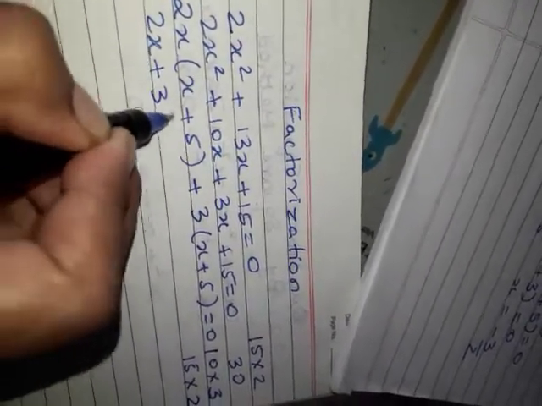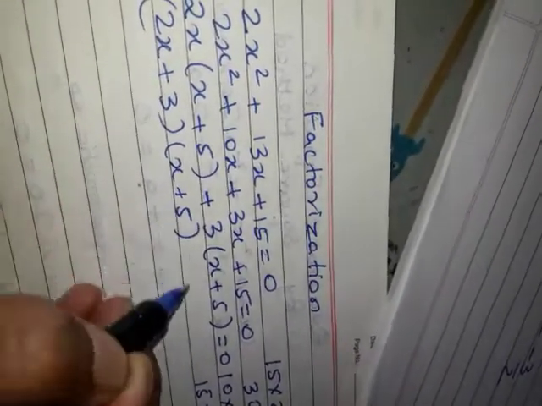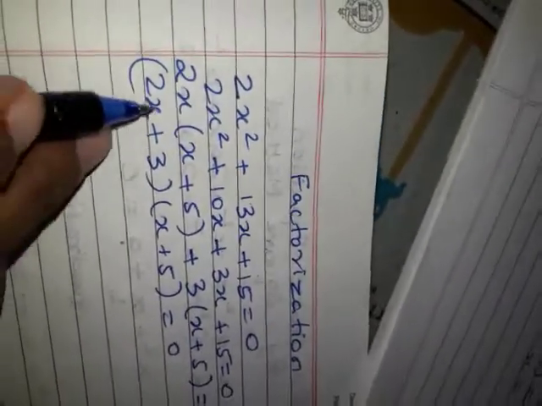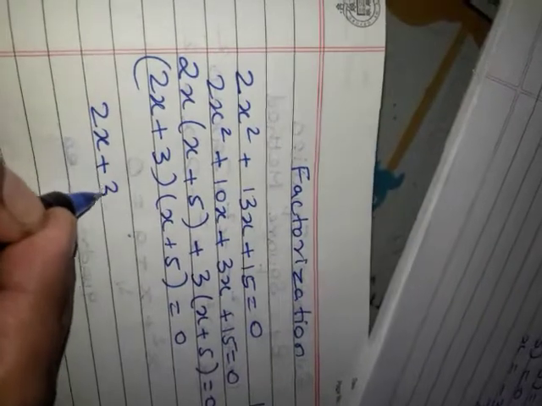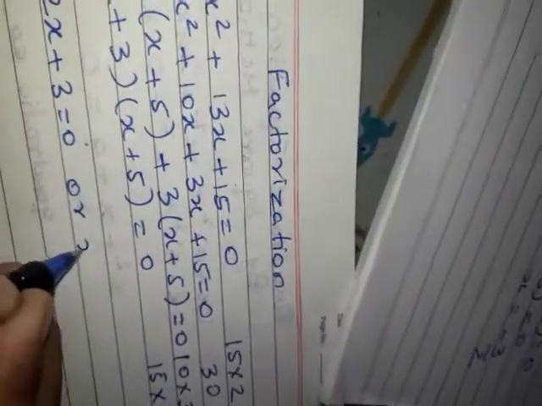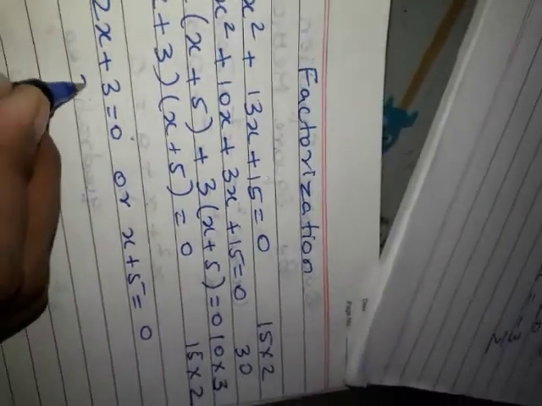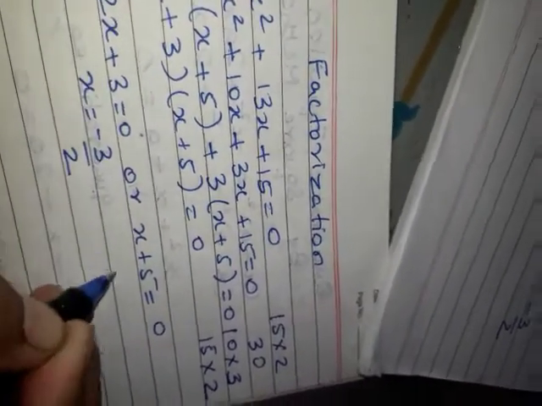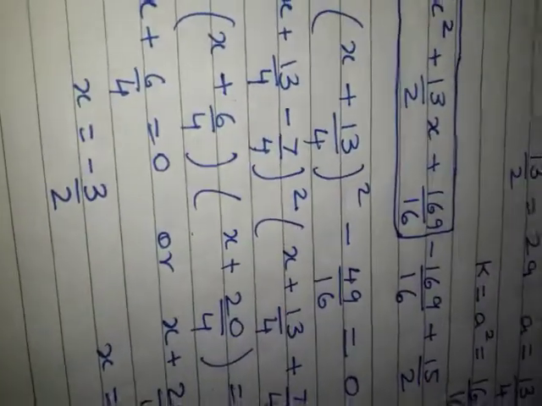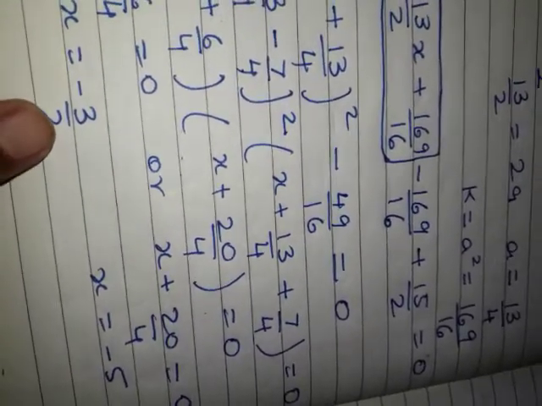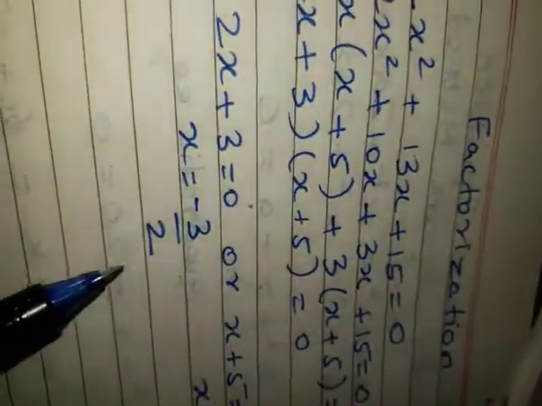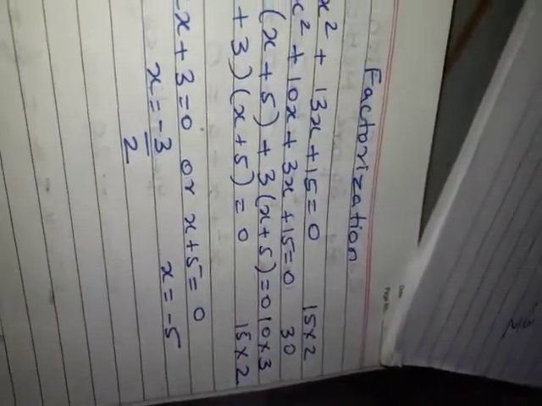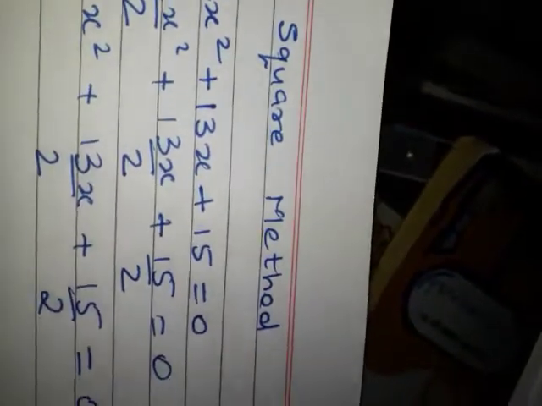Now 2x and 3 I can merge together. So 2x plus 3 into x plus 5 is equal to 0. Now either this term is equal to 0 or x plus 5 is equal to 0. So 2x plus 3 is equal to 0 or x plus 5 is equal to 0. So x is equal to minus 3 upon 2, x is equal to minus 5. So we are getting the same answers in both methods. Here I got x is equal to minus 3 by 2 and x is equal to minus 5, and here again I got the same, because in both methods, factorization or the square method, we get the same answer.